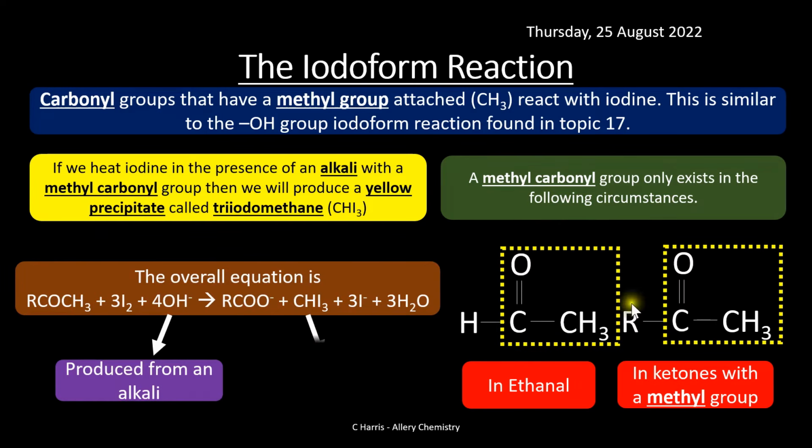So effectively, what you would get is you've got your compound here. So this could be ethanol, for example. Ethanol reacting with iodine with a bit of alkali added in there as well, and then you will produce your triiodomethane, which is this compound here, plus some iodides and water.